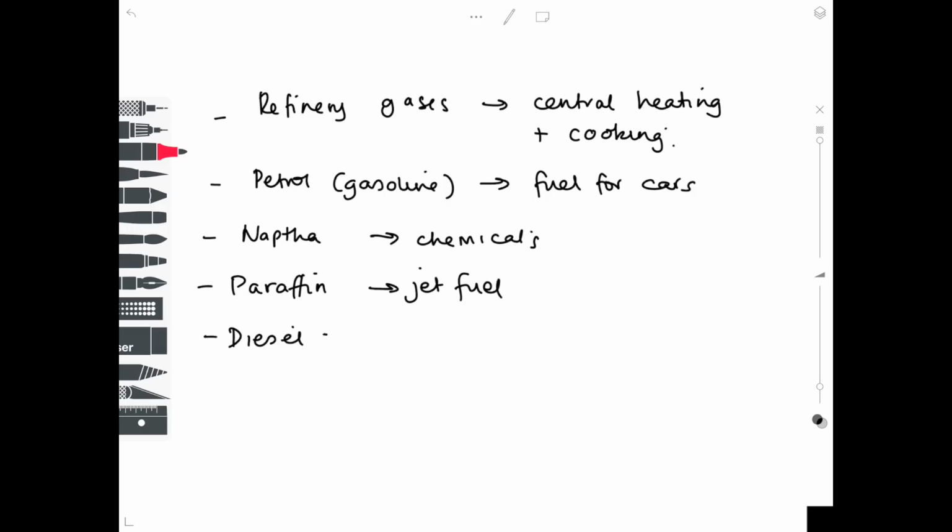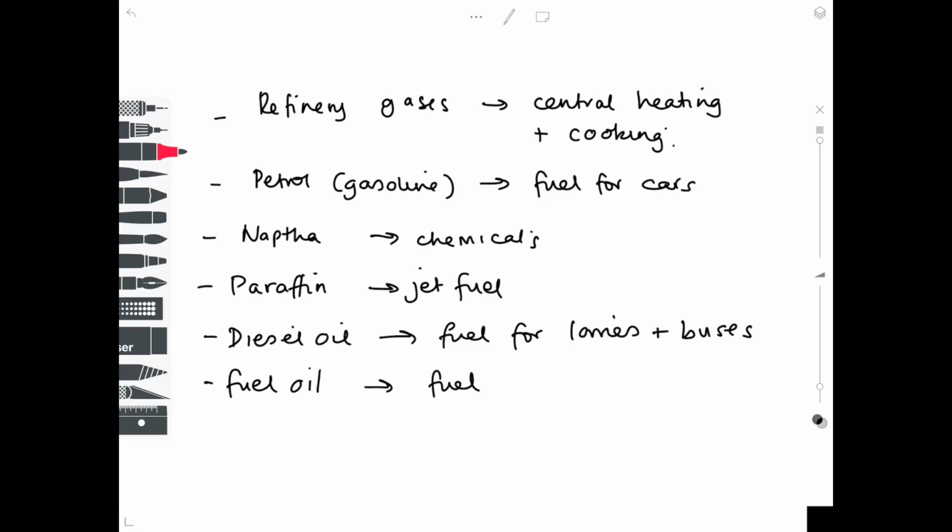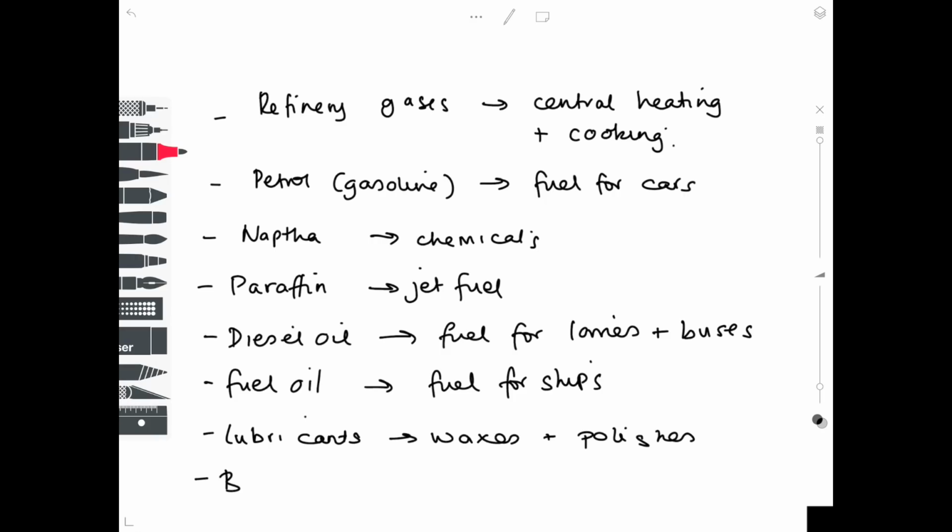Diesel oil now. This is a heavier fuel and it tends to be used in lorries and buses. Getting longer again with our carbon chain, we have fuel oil, which is fuel for ships. And we also produce lubricants, which are slippery and therefore used in waxes and polishes. And then the last fraction is bitumen. It's black and sticky and we can use it in road surfacing.